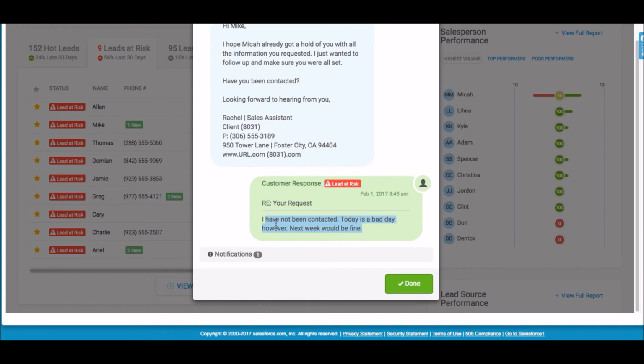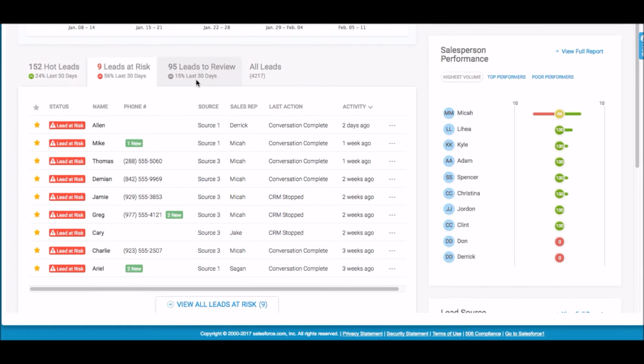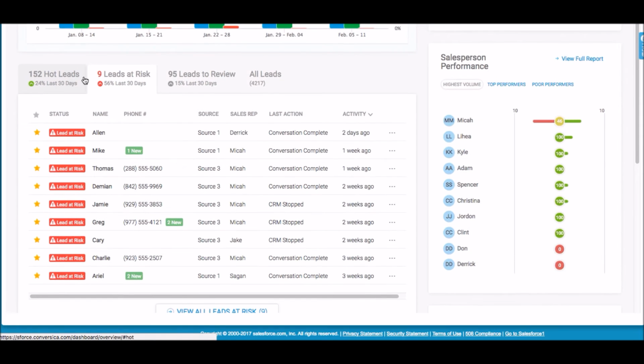So now we determine that this guy showed interest and provided a new telephone number. My rep, Micah, unfortunately did not follow up with this lead. And now he's saying, hey, don't call me today on February 1st. Go ahead and call me tomorrow. Call me on the next day. We'll be fine. And we call that a lead at risk, because the person has shown interest and intent and didn't move forward.